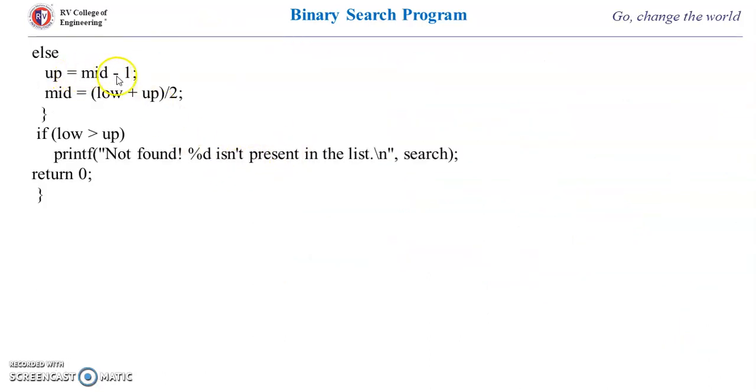Else up is equal to mid minus 1, and then mid is equal to low plus up by 2, and then this curly bracket is for closing the while loop. And then once we come out of the loop, we will check this condition: if low is greater than up, that means the search is unsuccessful as there is no portion left in which to search. So then this message, not found, will be printed. So the element is not found, and then this curly bracket is for closing the main function. So hope you have understood the program as well as the algorithm.